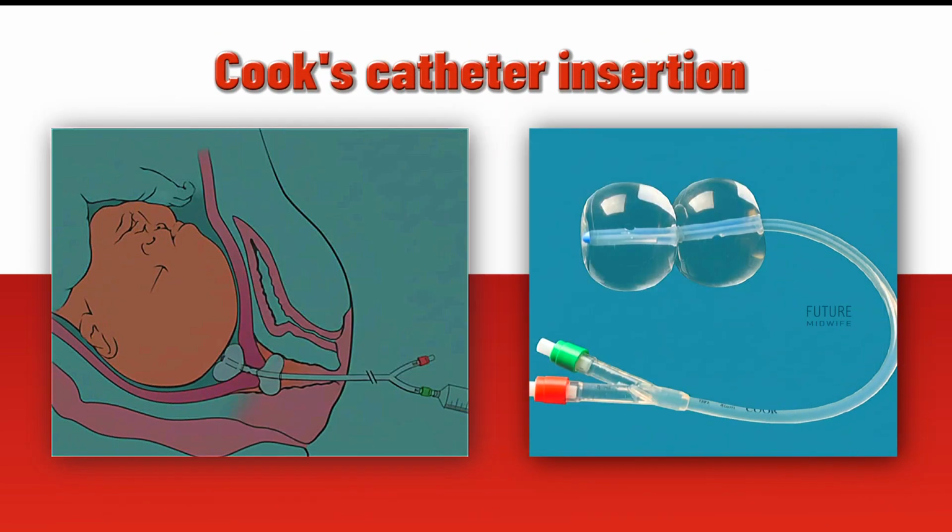Next is the Cook's double balloon catheter insertion. It has two balloons. One should be placed inside the uterus, which is above the internal os. Another one is placed in the vagina, which will be below the external os. It provides better pressure and more effective ripening than the single balloon Foley's. Usually inflate with 30 to 80 ml saline in each balloon.